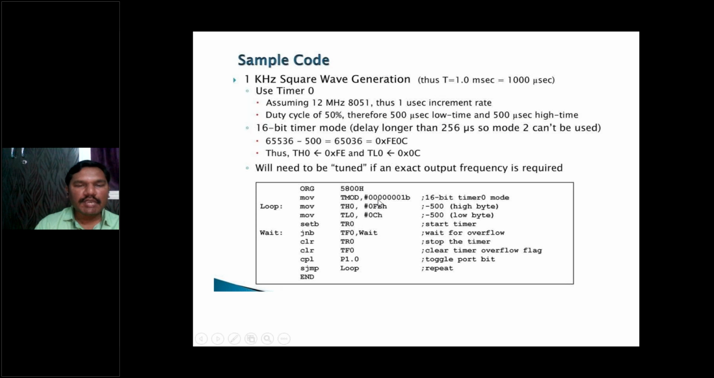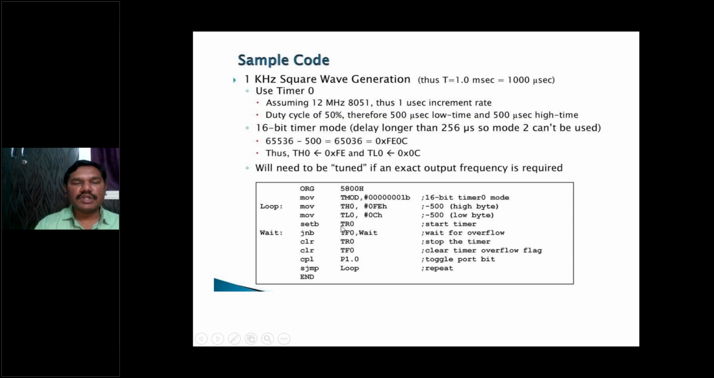So MOV TMOD, comma, 00000001. Here I am taking these two bits as 01, so we are taking the 16-bit timer 0 mode. How can it be timer 0? The first four bits are for timer 1 and the next four bits for timer 0. But how can we say it is timer 0 in 16-bit mode? Because here I am taking TH0 and TL0. TH0, TL0 means timer 0.